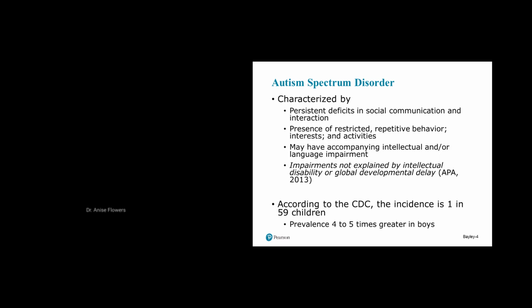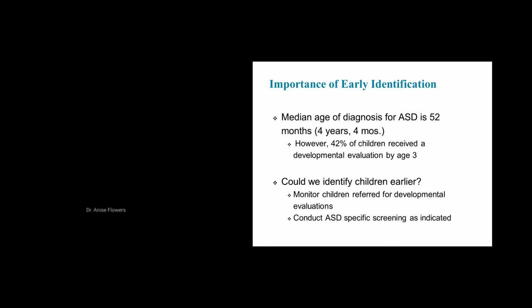So according to the CDC, the incidence is 1 in 59 children and prevalence is 4 to 5 times greater in boys than girls. What we're talking about today is identification in early childhood. And early identification is very important in order that we have early intervention as well for the best possible outcome. The median age of diagnosis for autism spectrum disorder is 52 months, or 4 years, 4 months.